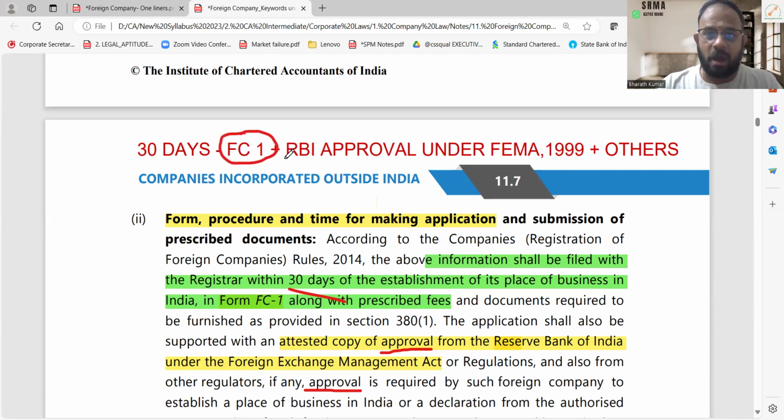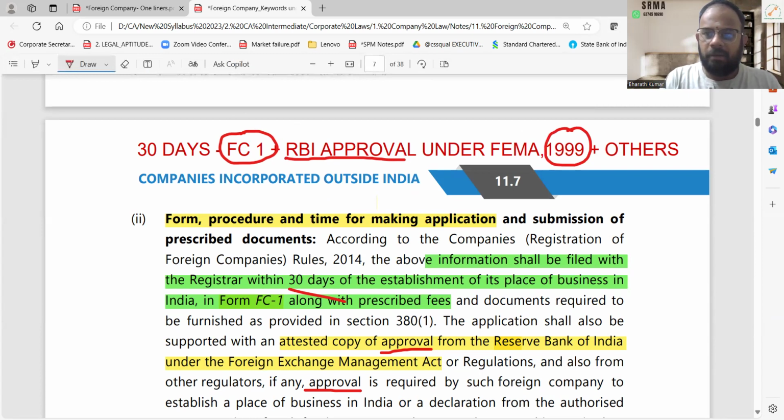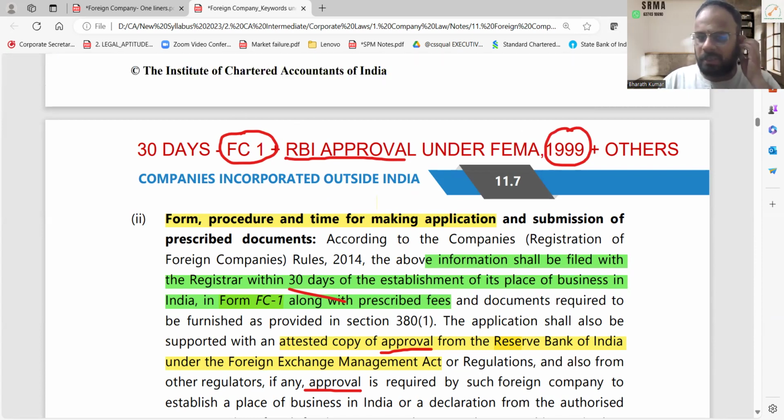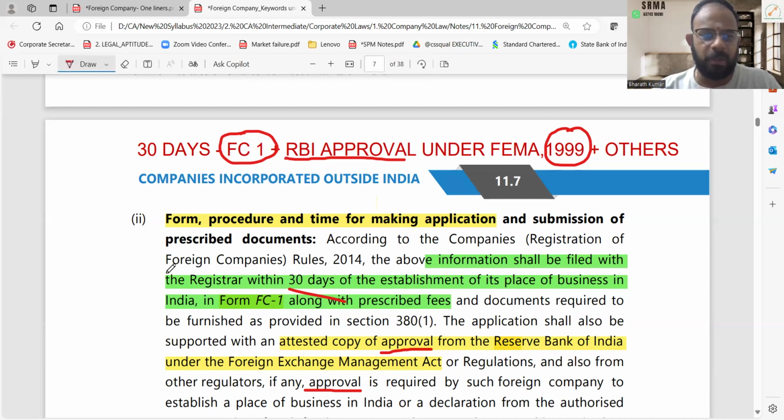Plus, you need an RBI approval under what act? SRMA, and others also. Others means other approvals or the other regulations, all of which you will have to consider. So what I have done, I made a very simple point from this. Read this, second point is over.